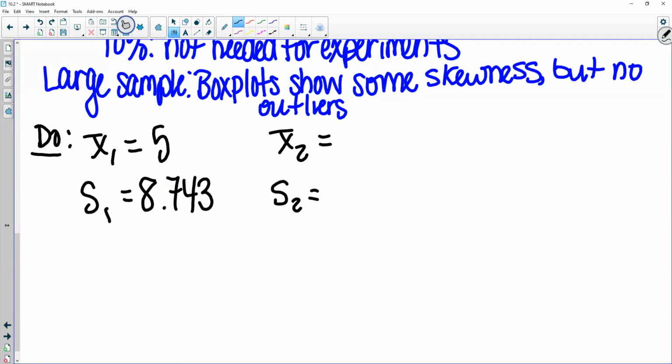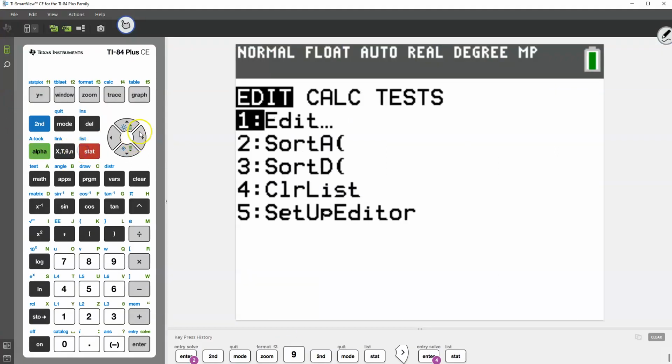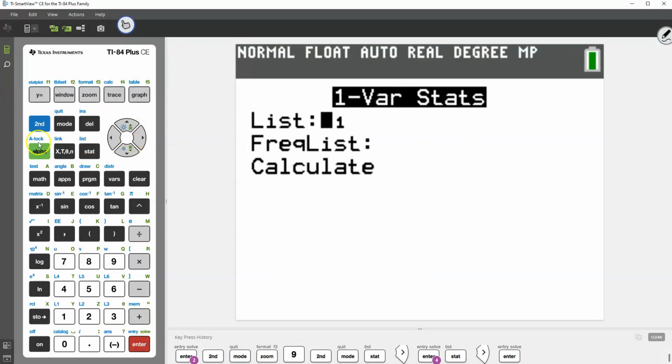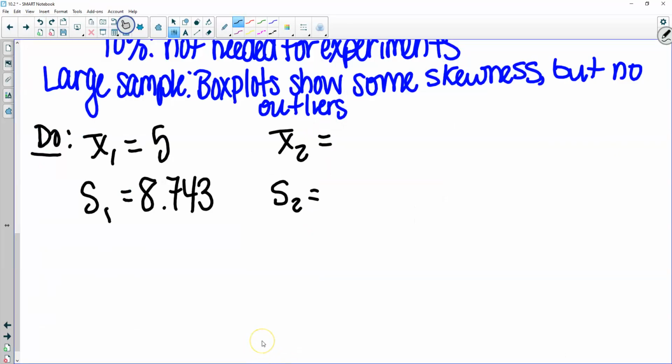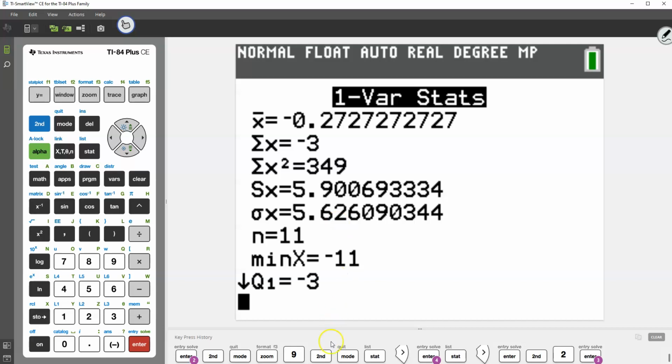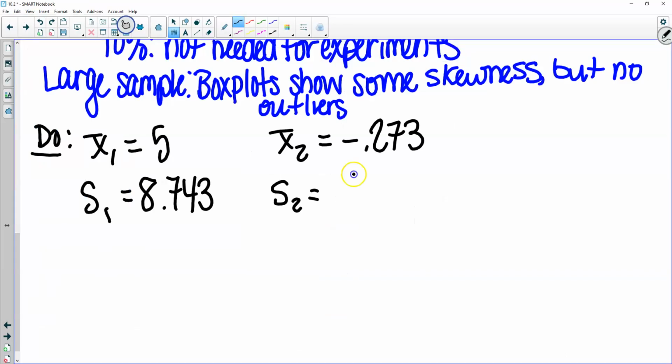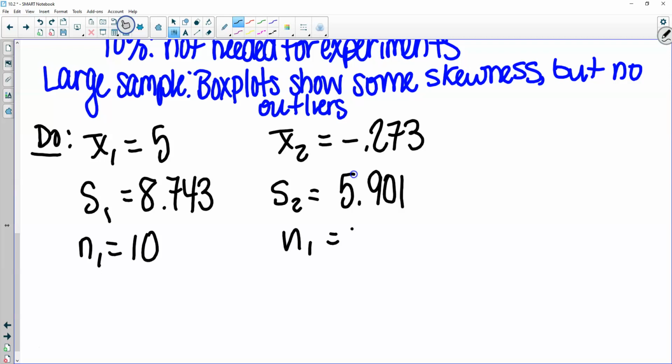Do the same thing with the X bar 2. One variable statistics for list 2. Our X bar is negative 0.273, and our standard deviation is 5.901. Sample size here was 10. Sample size here was 11.